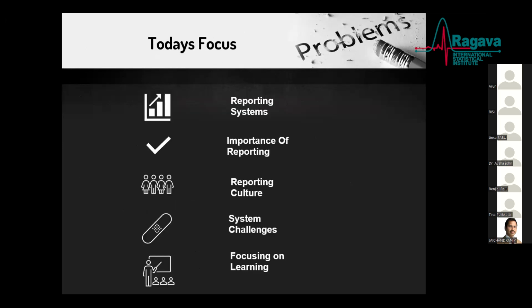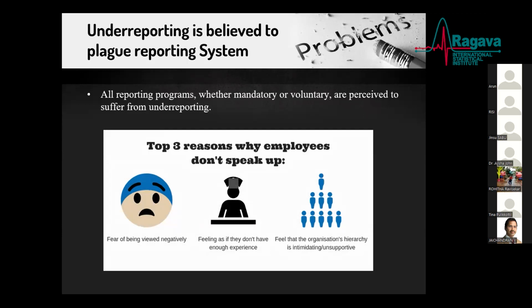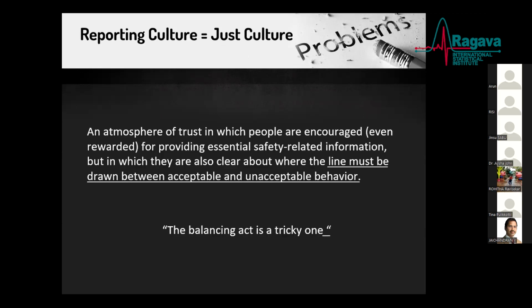The next focus is on reporting culture. When it comes to safety culture, everyone seems to have an opinion. Okay, so you can see from the screen what I have mentioned. With many complex matters in life, the truth lies somewhere between the commonly polarized viewpoints. And underreporting programs have the following reasons why people usually don't report. I think my next speaker will talk more about the culture. The balancing act is what we need to understand. That's the trickiest one.